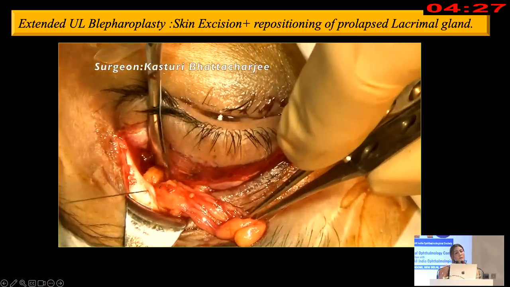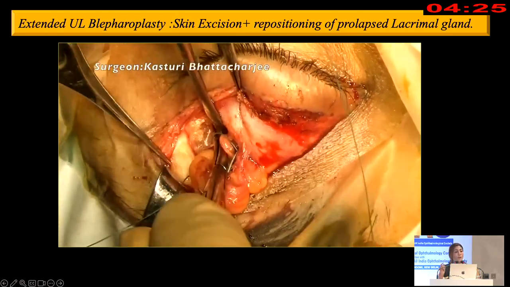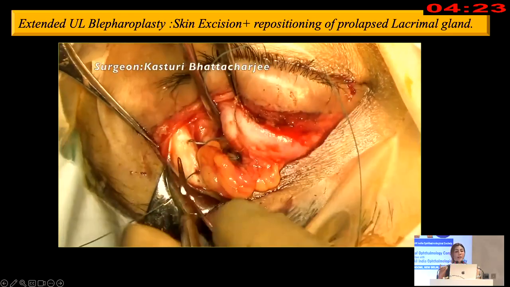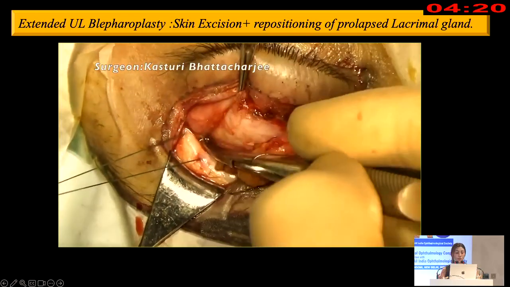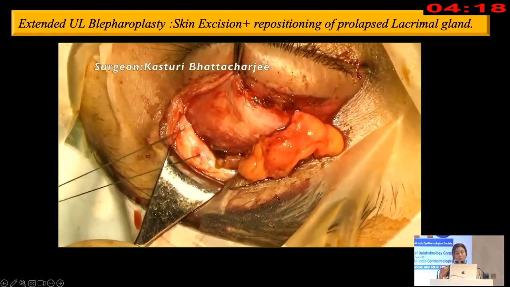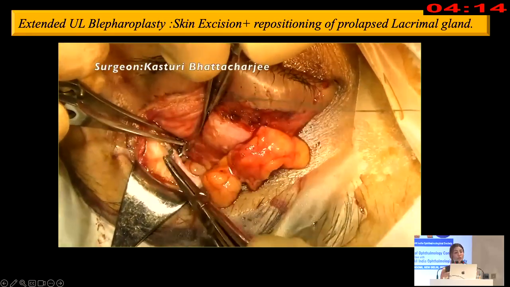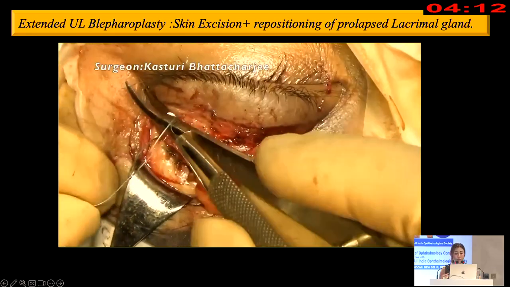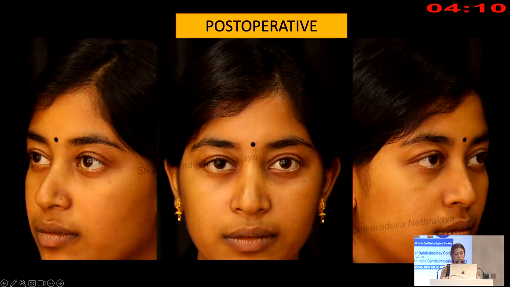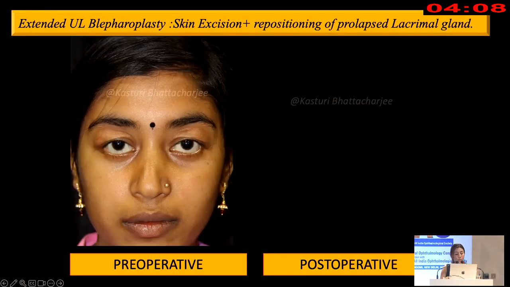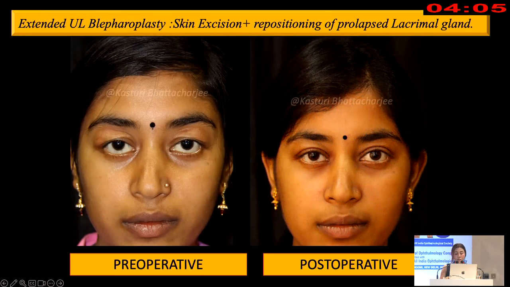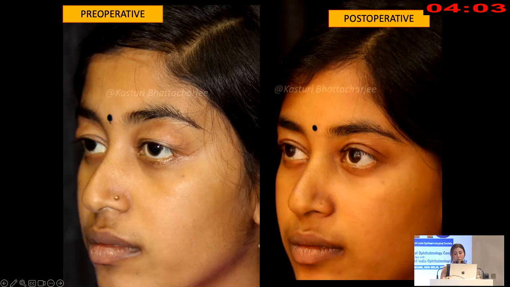Many of us, even I, was using Prolene suture, but what I have realized in my practice is that Prolene is basically a cutting suture. So I like to use a multifilament, the Polydec, which I feel is better because it does not cut through the periosteum in many situations. So this is how she looks post-operatively, and when you compare her pre and post, it gives a much better correction, and this is also a type of extended upper lid blepharoplasty.